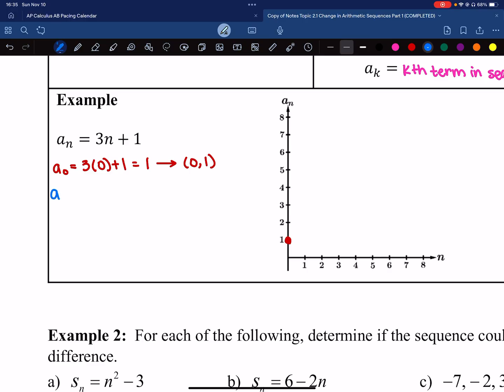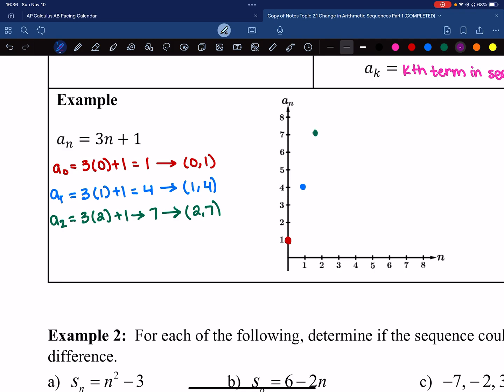Then we can find a sub 2. That would be 3 times, not 2, I'm sorry, we have to do successive terms, so it should be a sub 1. So we would do 3 times 1 plus 1. So 3 times 1 is 3, plus 1 is 4. So we would get the point 1, comma 4. Then we would do a sub 2. That would be 3 times 2 plus 1. So 3 times 2 is 6, plus 1 is 7. So we would have the point at 2, comma 7.